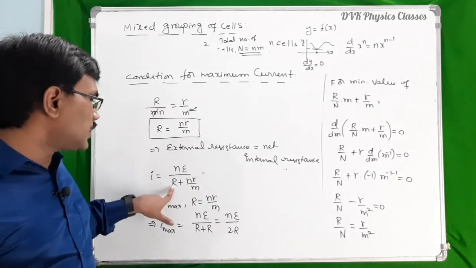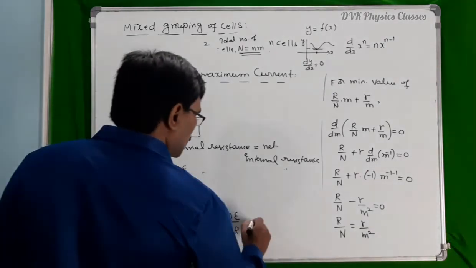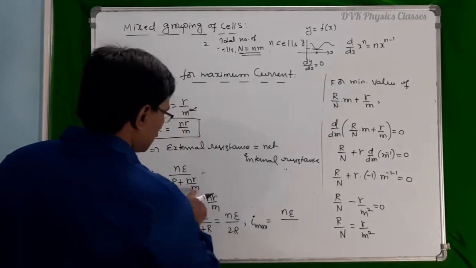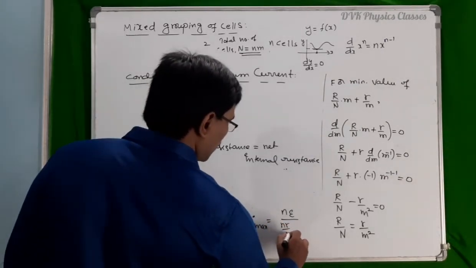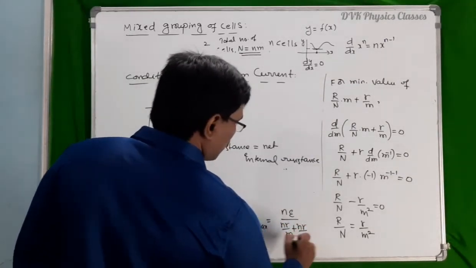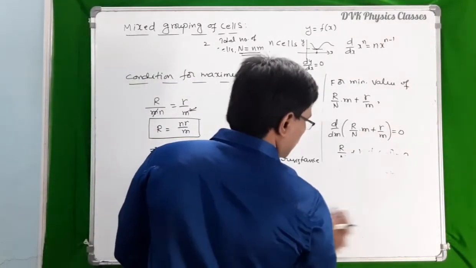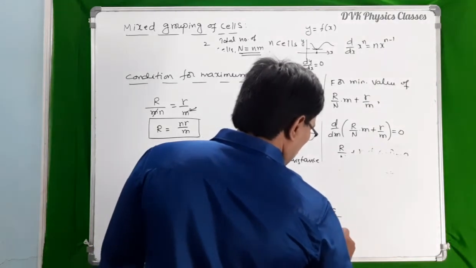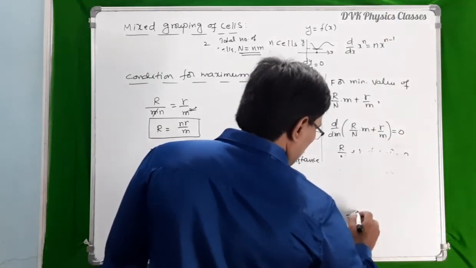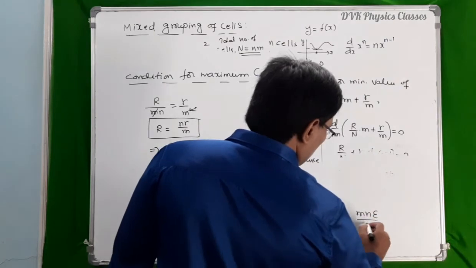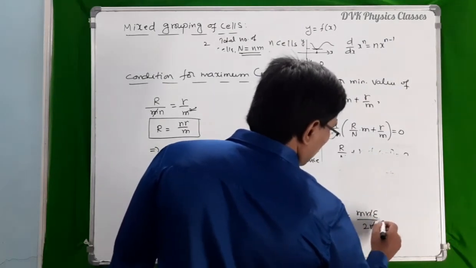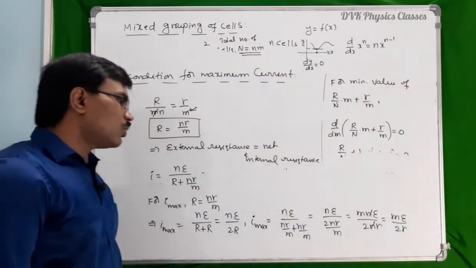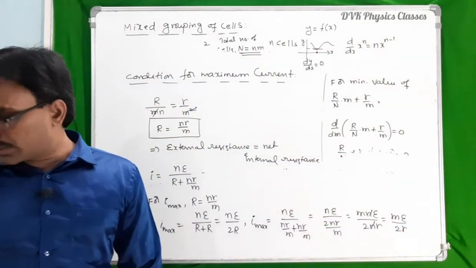Suppose in place of this, you substitute the internal resistance, then what is the maximum current? You can replace any term, so in place of this also I am writing nr divided by m plus again nr divided by m. So this gives us N into E divided by 2nr divided by m. So that is mNE divided by 2nr. So N and n get cancelled, so mE upon 2r. So this is also the expression for maximum current in the circuit.